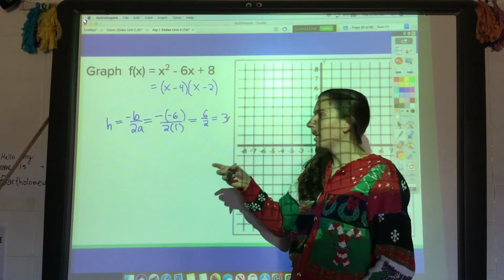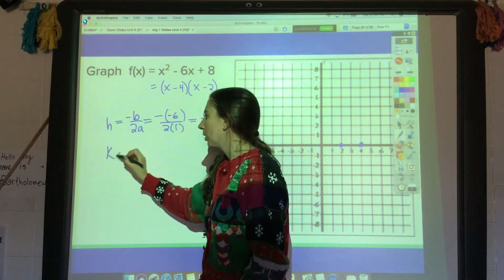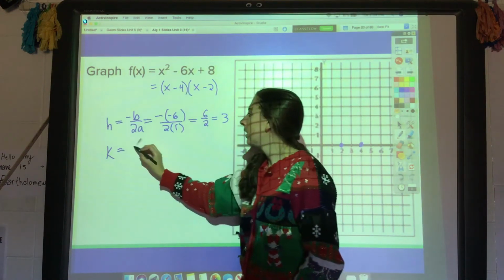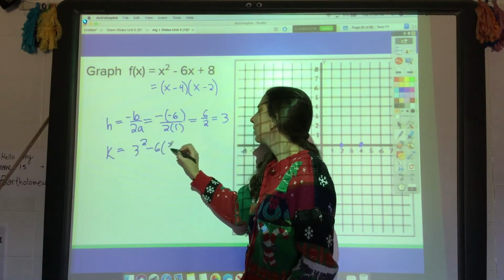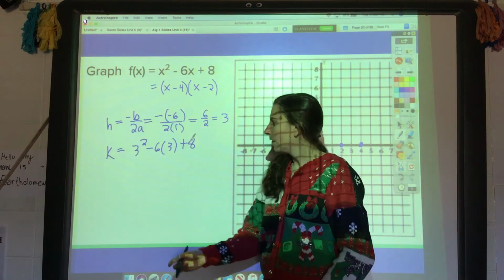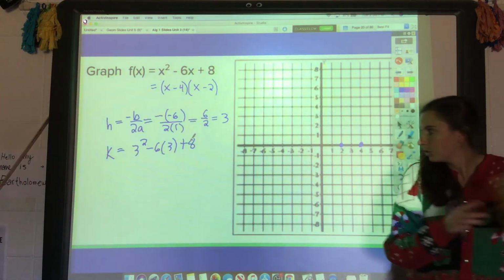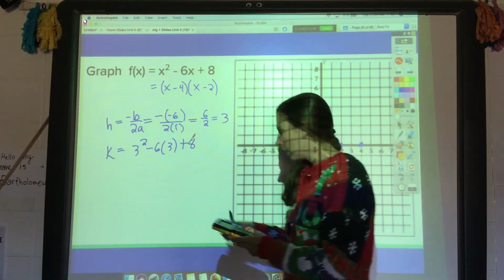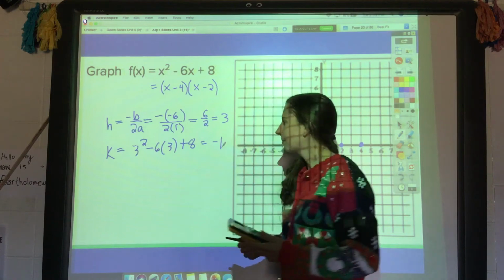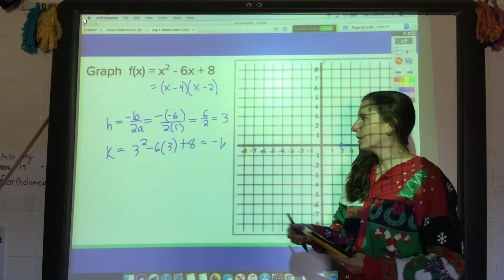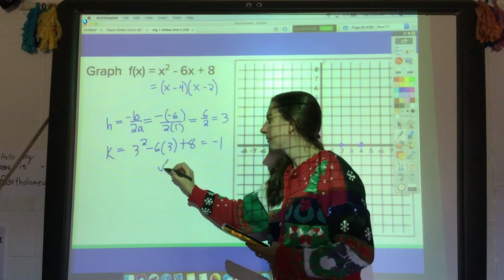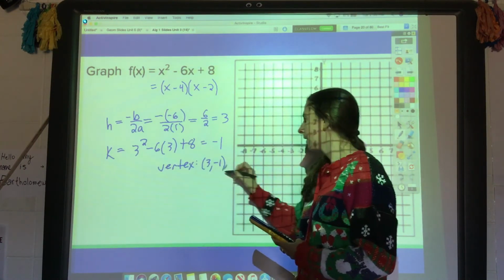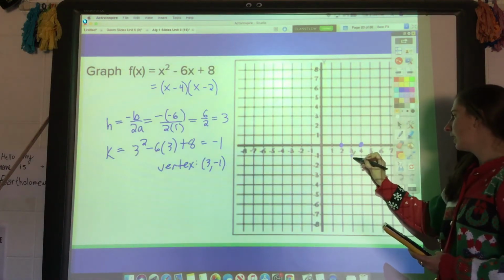That's the x-coordinate, which we call h. To find the y-coordinate, which we call k, just put 3 into the equation and see what you get out. So 3 squared minus 6 times 3 plus 8. So you can use your calculator if you want. That would be -1. So my vertex is at 3, -1. Which is right here.